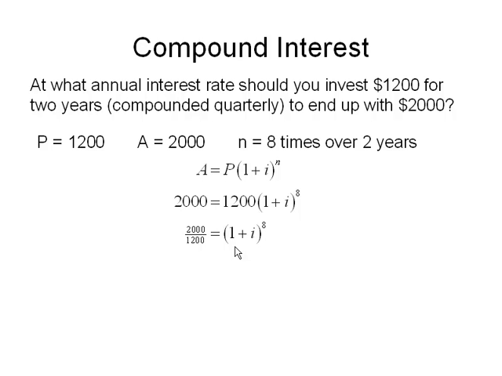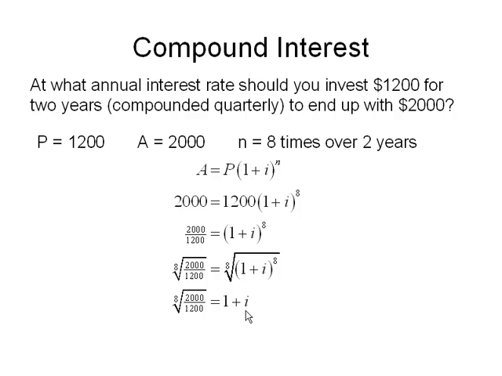This is the point where people usually run into trouble because they don't know how to get rid of that 8th power. Well, if it was a square, you'd square root it. So what we're going to do is 8th root it. So we'll take the 8th root of both sides. So we'll get the 8th root of 2,000 divided by 1,200, and the 8th root of our 1 plus i to the 8th power. The 8th root and the 8th power kill each other off, so we're left with the 8th root of 2,000 divided by 1,200 equals 1 plus i.